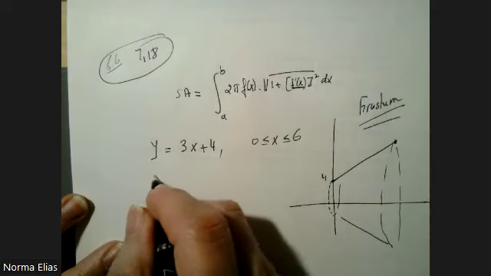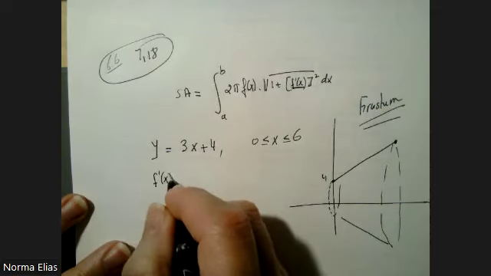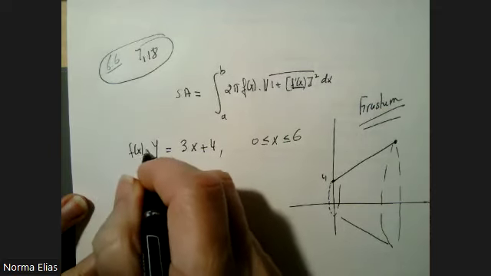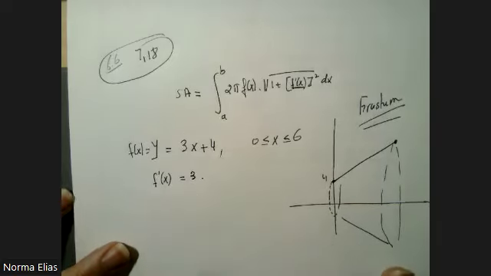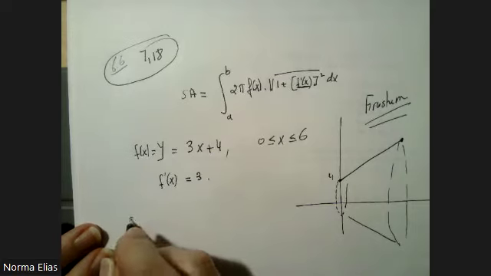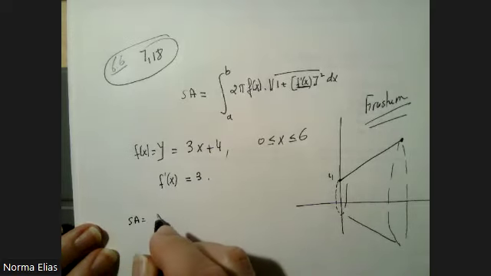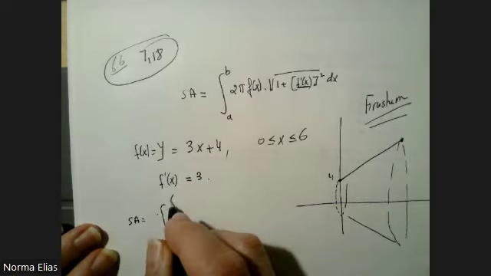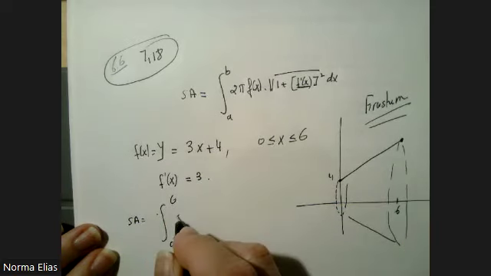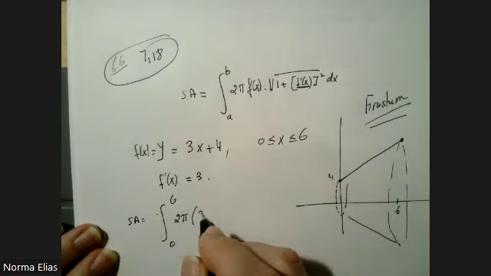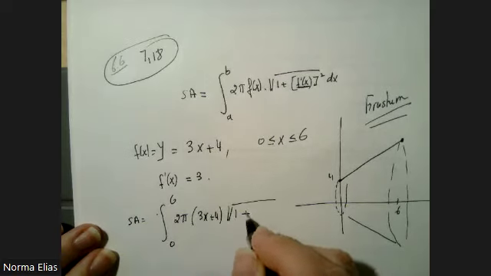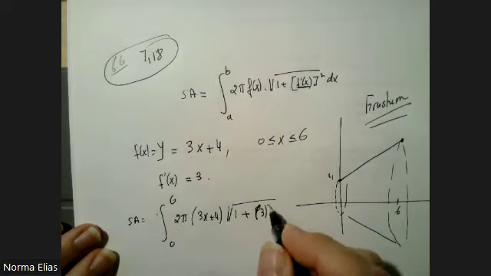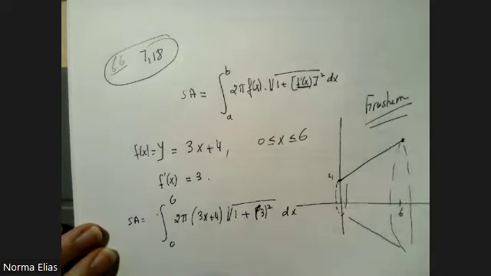First, I need to find the derivative. So usually I would recall this, I call this again f of x. The derivative is just 3. And now we plug in verbatim. So the surface area becomes the integral from 0 to 6, that's my 6 in here, of 2 pi times 3x plus 4 times the square root of 1 plus the derivative squared dx.